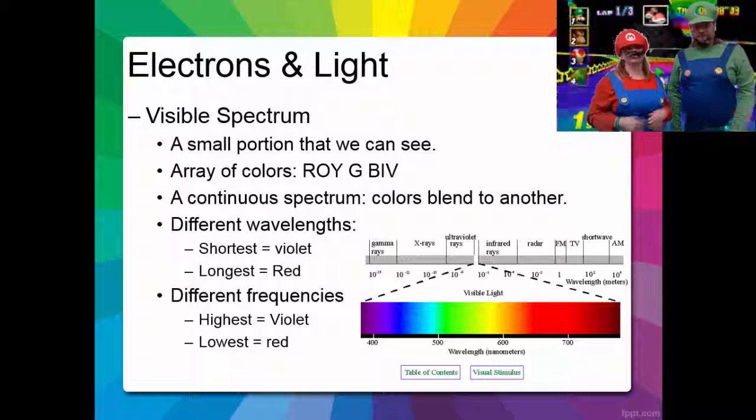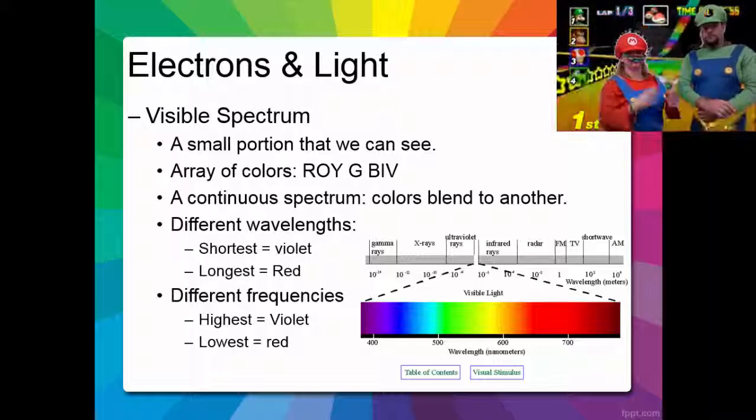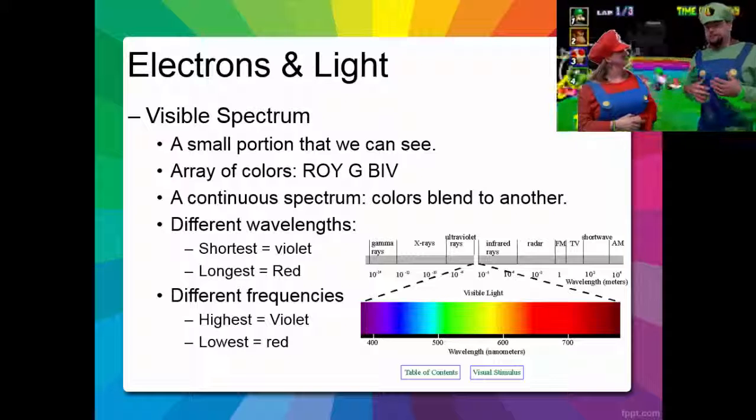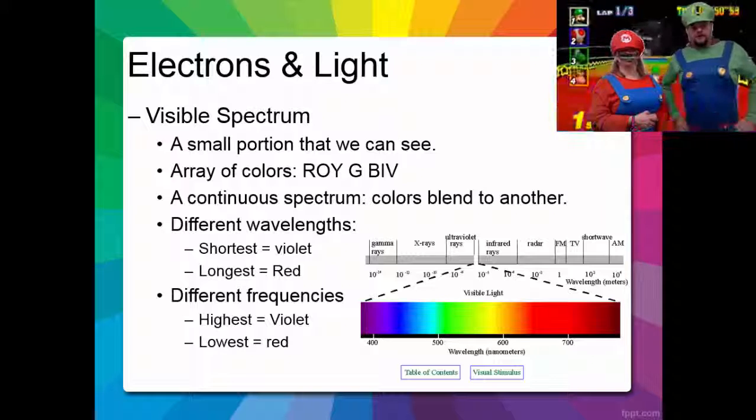And it's a continuous spectrum, and all the colors tend to blend together, so you can see down there at the bottom how they go through the shades. So green kind of blends into blue blends into indigo, whatever color that is.